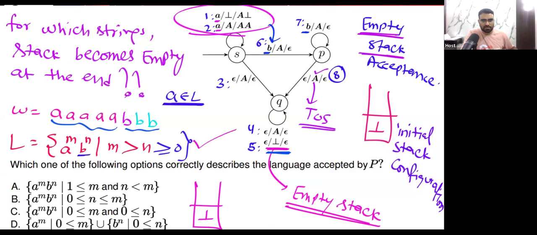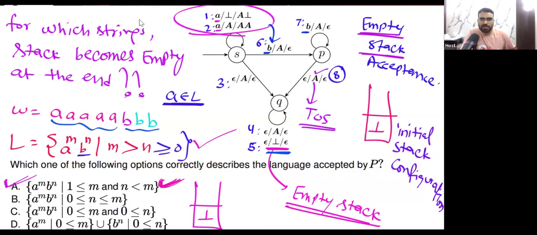Tell me what the answer here is. Now you tell me the answer. So you can see that our language will be a power m, b power n, where m is greater than n and n is greater than or equal to 0. So which option is correct? Yes, this option is correct, because you can see that m is greater than n. And remember, since m is greater than n, definitely you must have at least one a. So your option a will be correct.